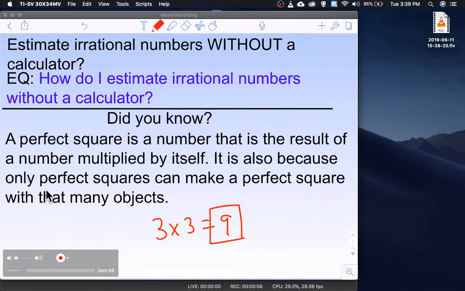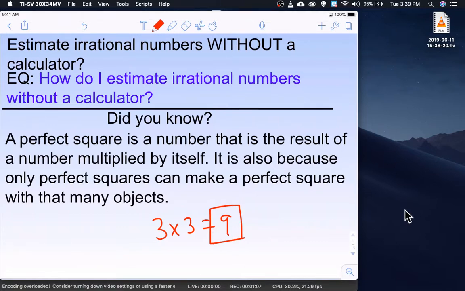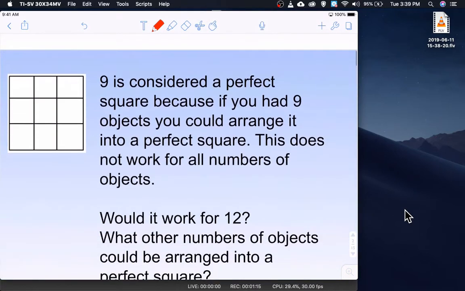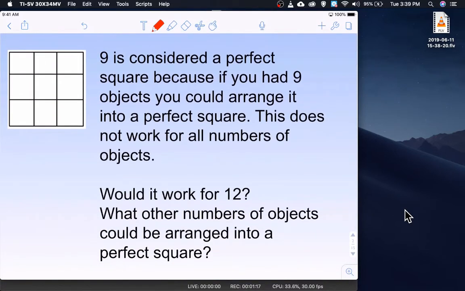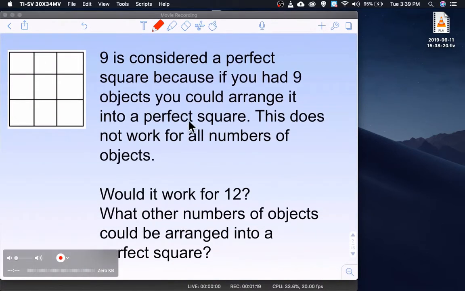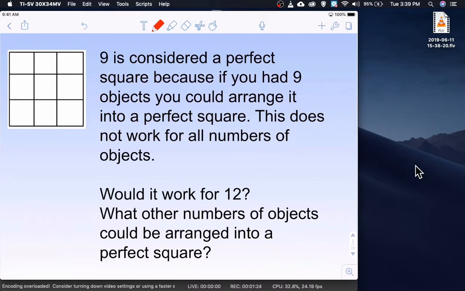It's also because only perfect squares can make a perfect square with that many objects. For example, if we had 9 Cheerios or Cheez-Its or something, you could actually form that into a square, like that. 9 is considered a perfect square because if you had 9 objects, you could arrange it. So look at this. I've got 9, and that does make a perfect square.